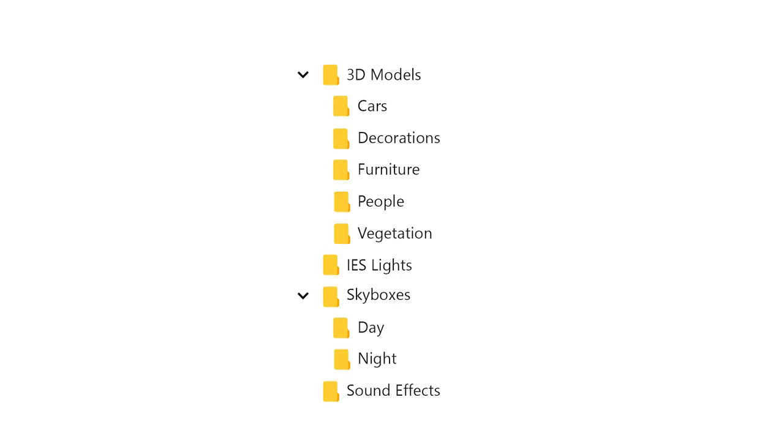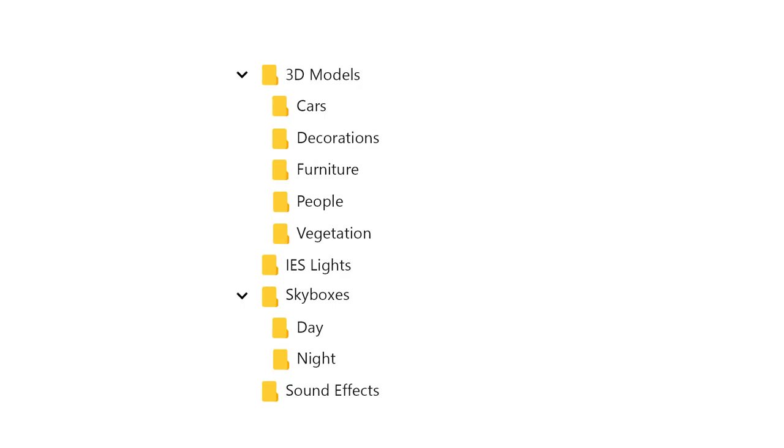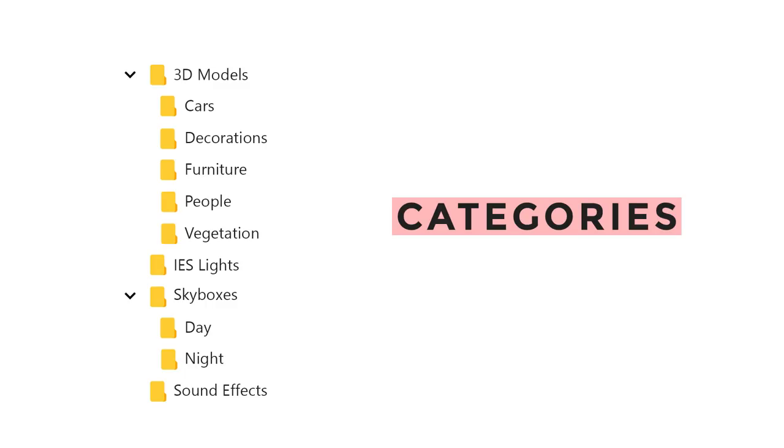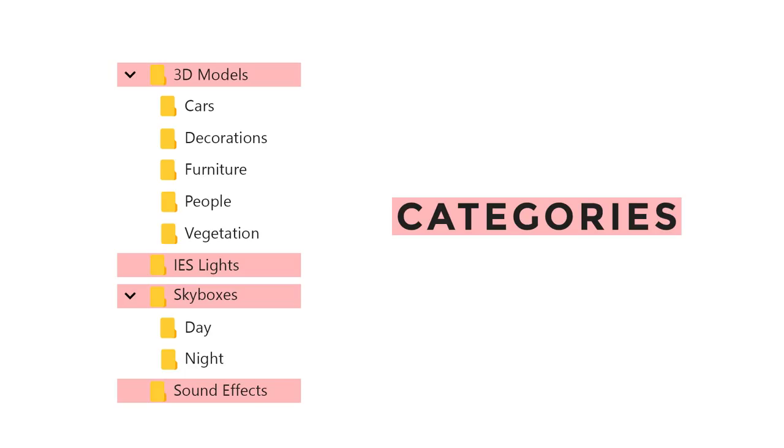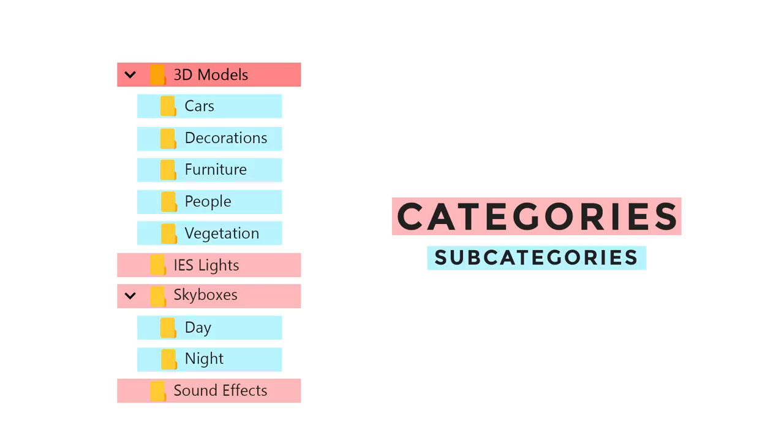Here is an example of how to organize your assets. You can organize by categories such as 3D models, IES lights, skyboxes, and sound effects. Then for large categories such as 3D models, you can have subcategories such as cars, decorations, furniture, people, etc.